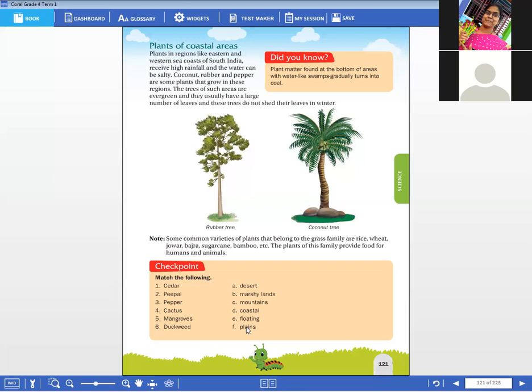Wheat. Jowar. Bajra. Sugarcane. Bamboo. Provide. Humans.